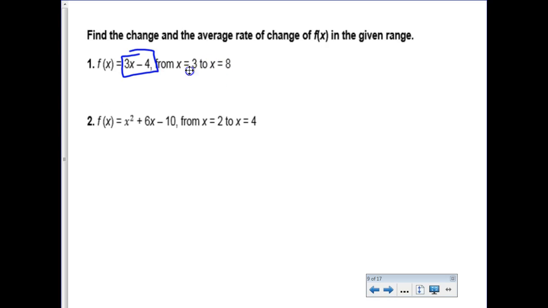So when you plug in 3 into that function, so plug in a 3 right there, you get 3 times 3 minus 4, you get a 5. And then when you do that same work, but you plug in x equals 8, so we're evaluating f of 8, you get 3 times 8 minus 4, which is 20.